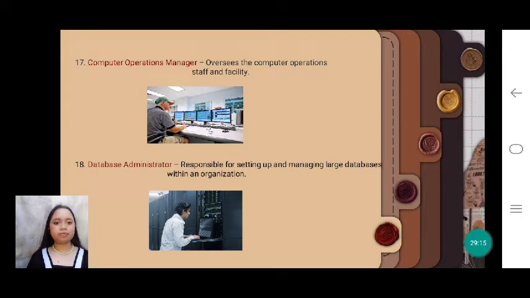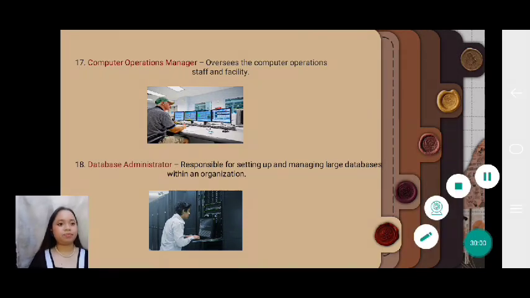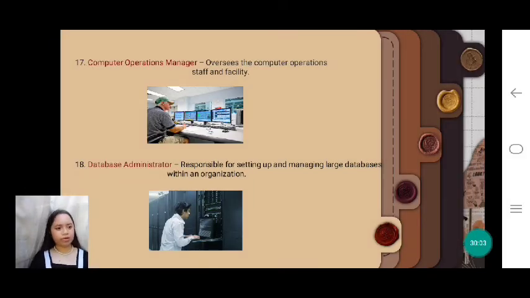Number 18. Database administrator. Responsible for setting up and managing large databases within an organization. The database administrator also ensures databases run efficiently. Additionally, their responsibilities include the performance, integrity, and security of databases. So that's the work of a database administrator. Let's go now on to the next slide.